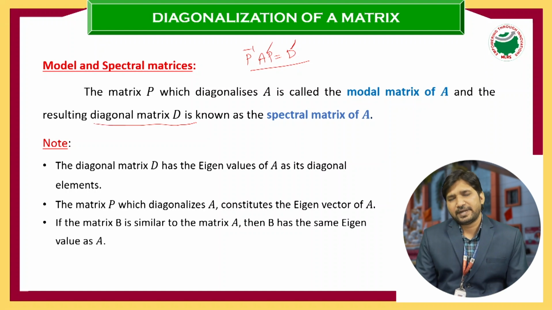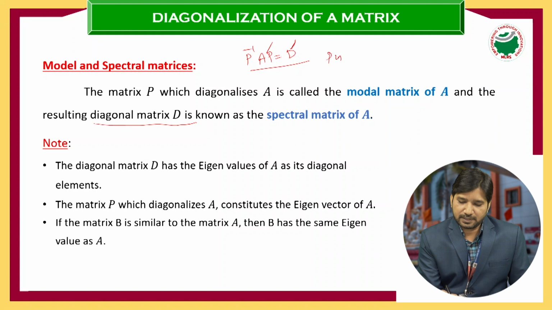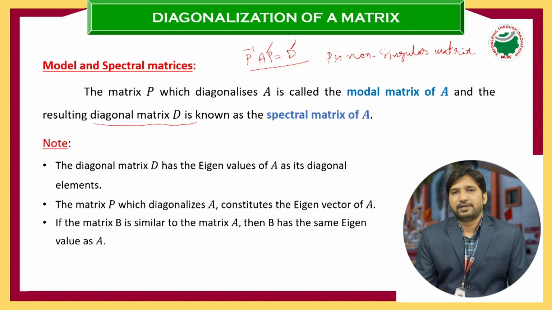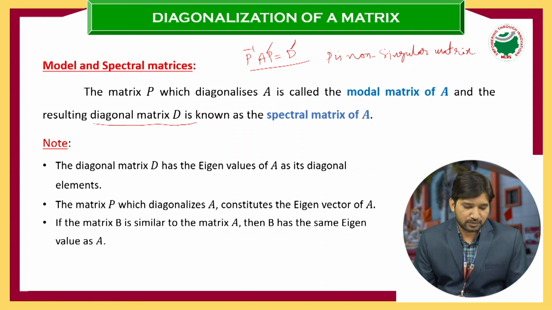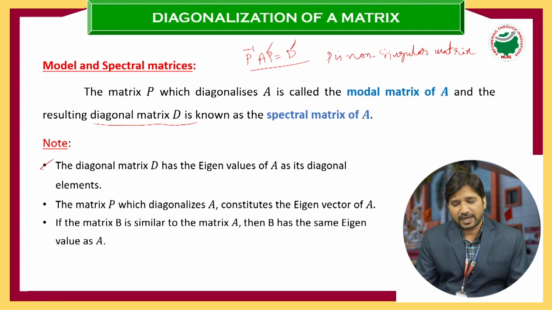The model matrix P is non-singular. That's why we can find the inverse of the matrix. You just remember that P is a non-singular matrix. And some more important points are there. The first one is that the diagonal matrix D has the eigenvalues of A as its diagonal elements.